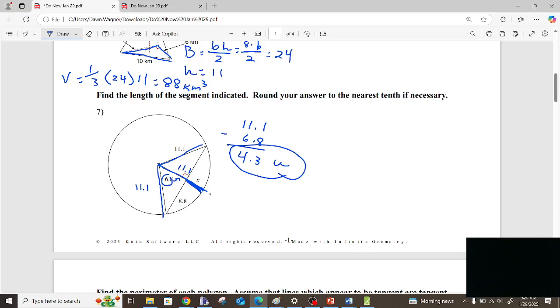No. 11.1 is from here to here because it's a radius. See, all radii of circles have to be equal. Think about spokes on a bike, right? All those spokes have to be the same measure. Well, the same goes for any radii in a circle. So if I had a piece of it and I know that the whole thing is, to find the other little piece, I just subtract the two numbers. Got it? Okay, good.